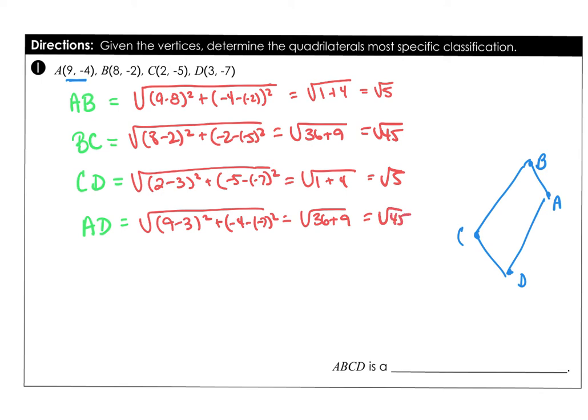So this tells me a couple things. This tells me that AB and CD are congruent, and this tells me that BC and AD are congruent, right? So I know I have, bare minimum, what? I know I have a parallelogram, right? It's because I know I have opposite sides that are congruent. I also know that I do not have a rhombus or a square. Why do I know I don't have a rhombus or a square? Why do I know that?